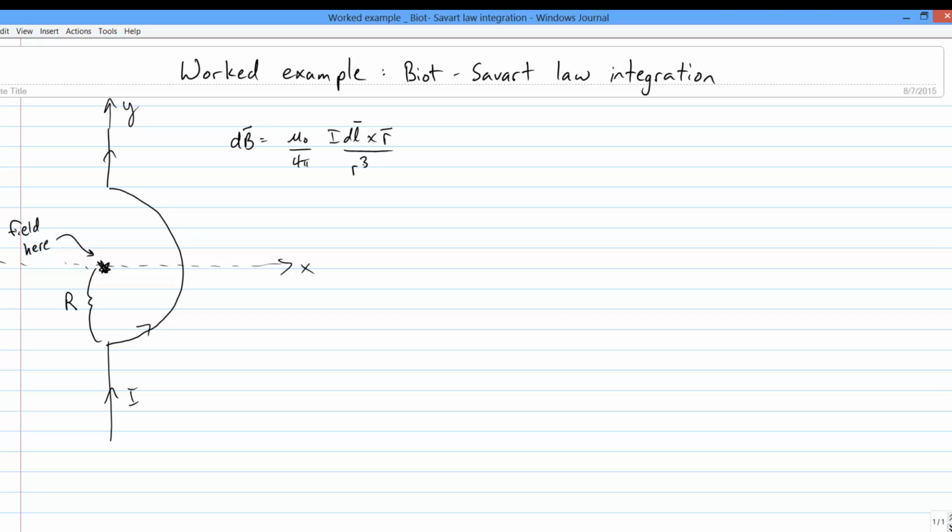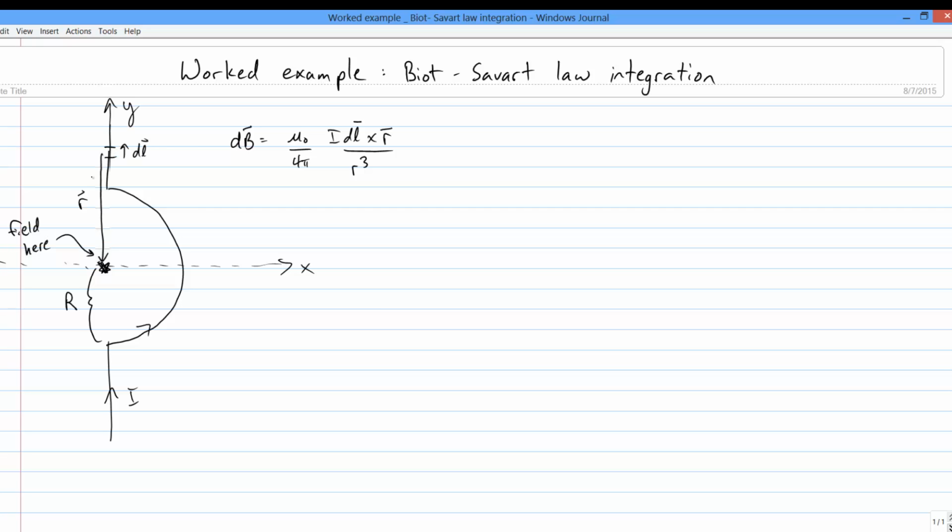Dealing with the Biot-Savart law is much like dealing with Coulomb's law, in that most of the work is associated with figuring out the dl and the r vector. This particular wire has three distinct regions: the straight part above, the straight part below, and the semicircle. Let's mark out an arbitrary dl on the straight part above and the corresponding r vector.